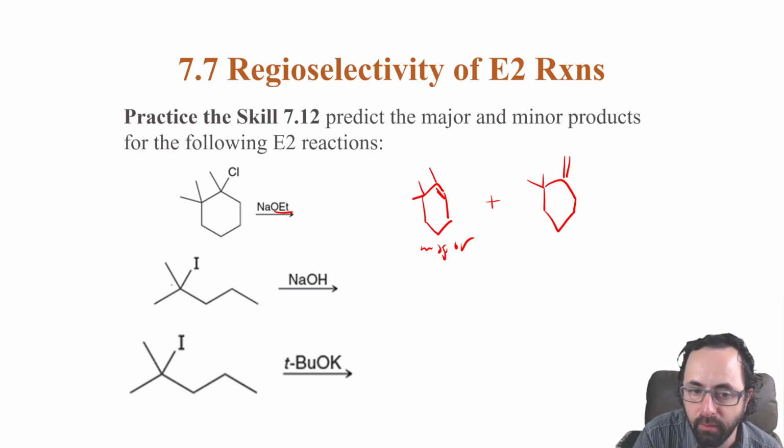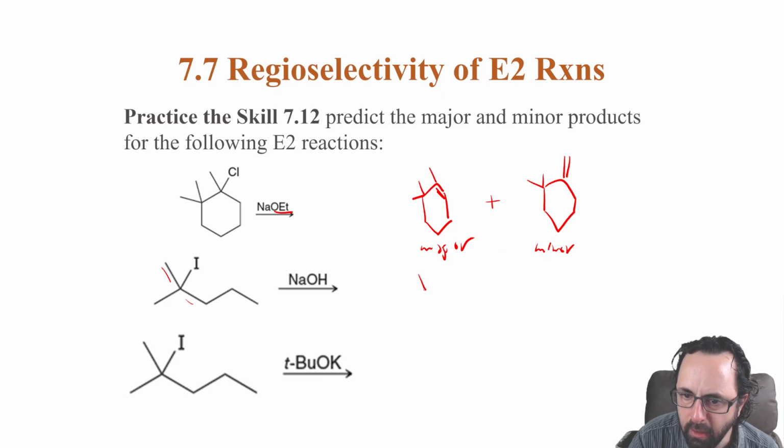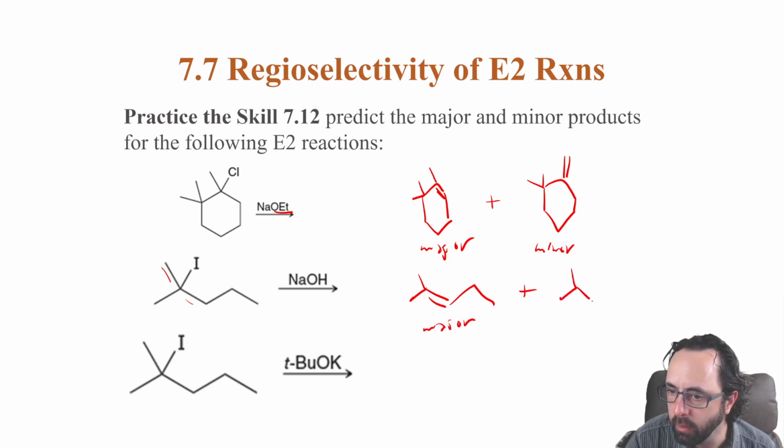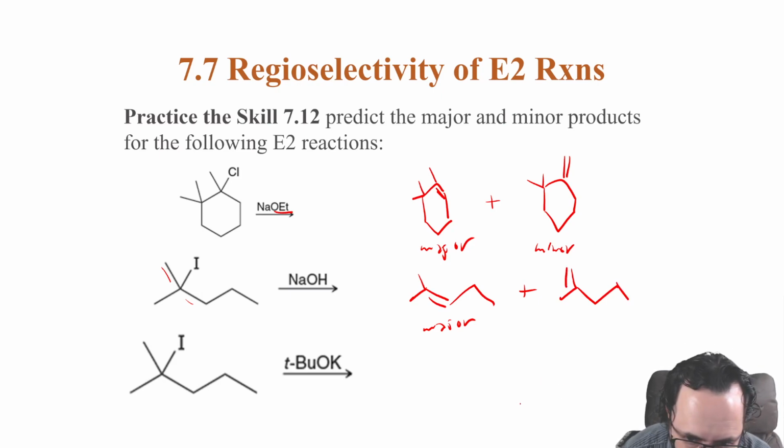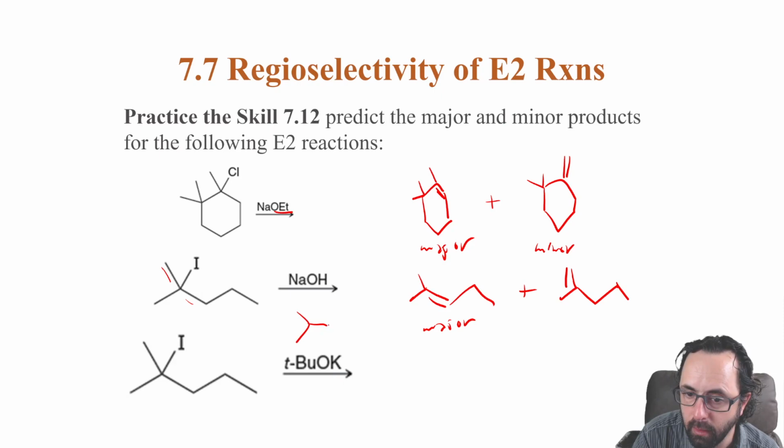Likewise, with this one, we have 2 positions where the elimination could occur, here, or equivalently here, or here. And the major product will be the one which has the more substituted double bond, and so that will be this one right here, the major product. And the minor product will be the one that has the less substituted double bond, which would be the one here. Now, alternatively, we have tert butoxide here, which is this guy.